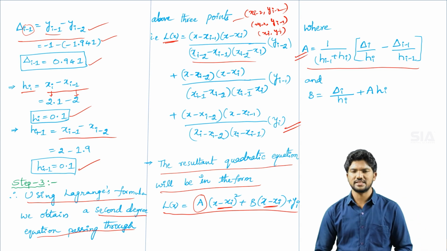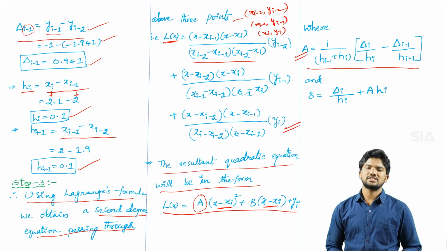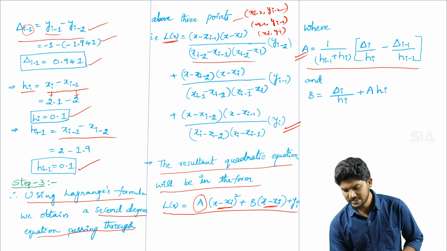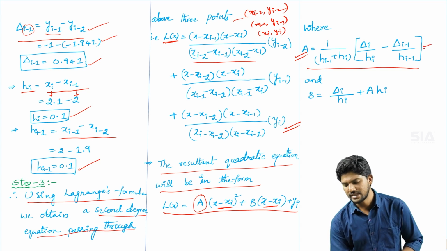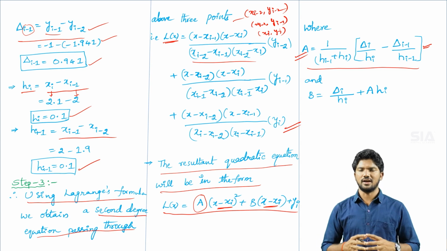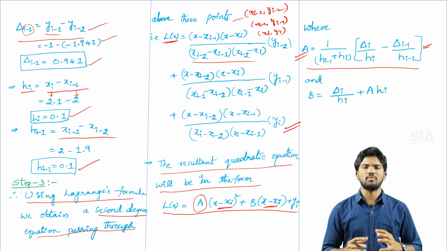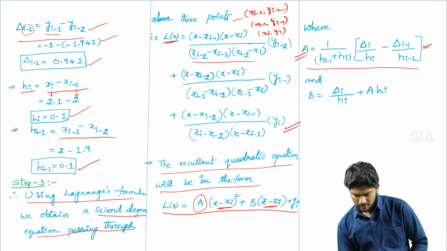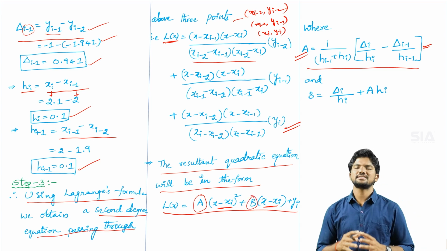Capital A is equal to 1 by h suffix i minus 1 plus h suffix i, into delta suffix i by h suffix i, minus delta suffix i minus 1 by h suffix i minus 1. That is the formula. You have to memorize that formula whenever you are going to solve a problem based on Muller's method. So this A and this B play a key role.